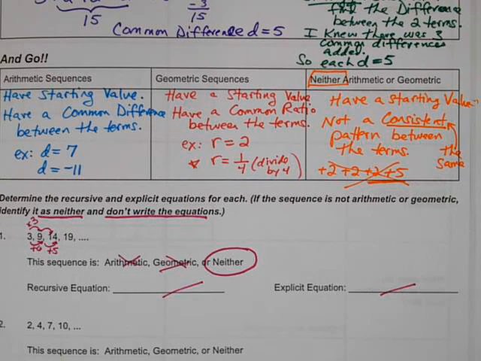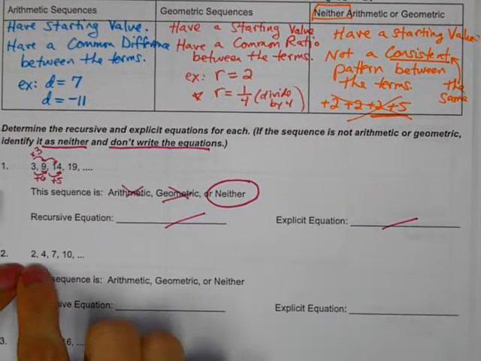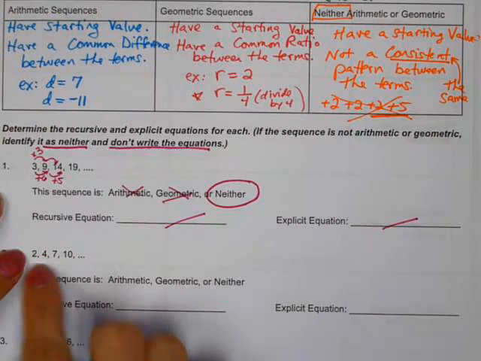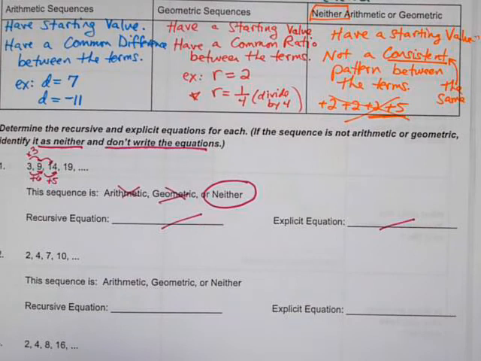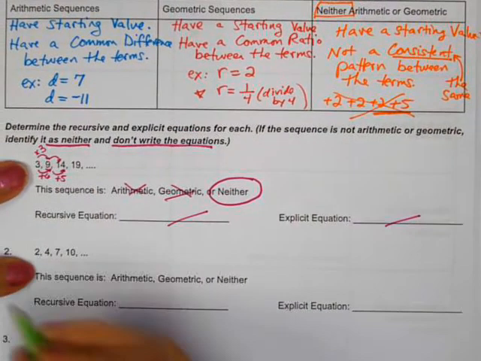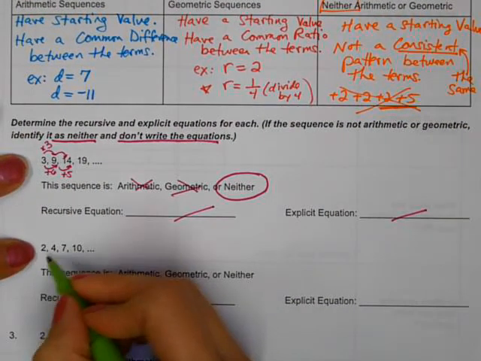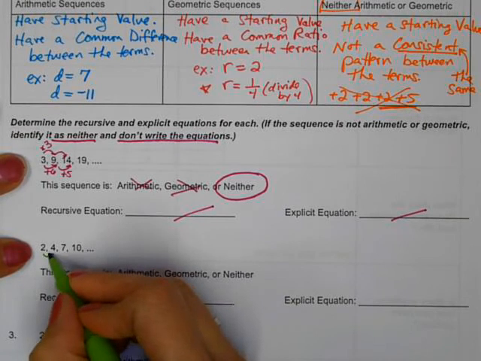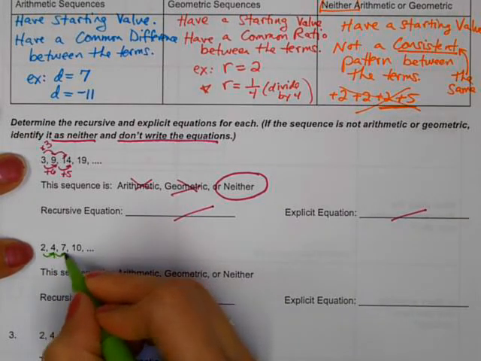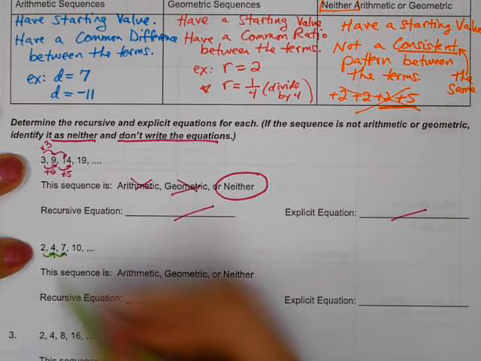Okay, let's take a look at the next one. 2, 4, 7, 10. They're going up, so it's either add or multiply. Let's see, is it multiply? Is it times 2? No, that did not work.